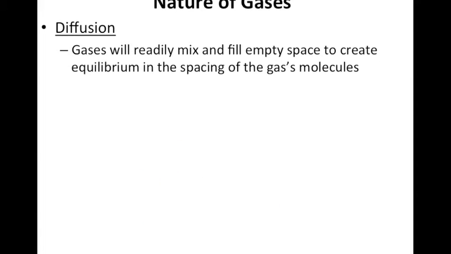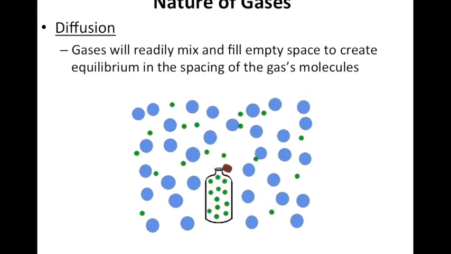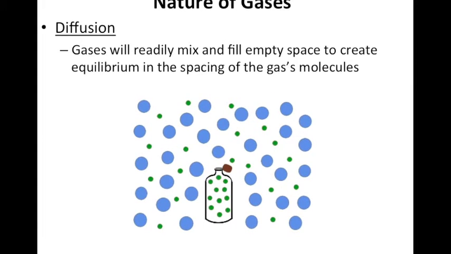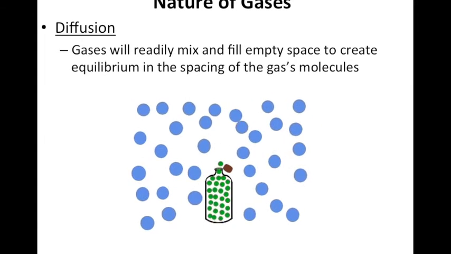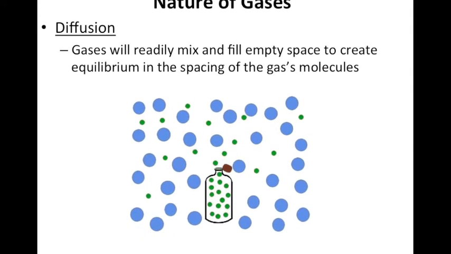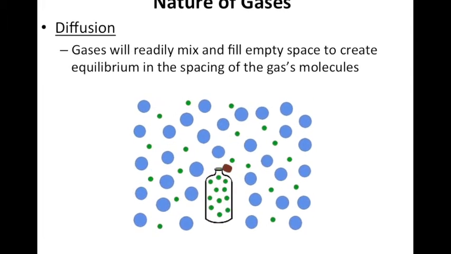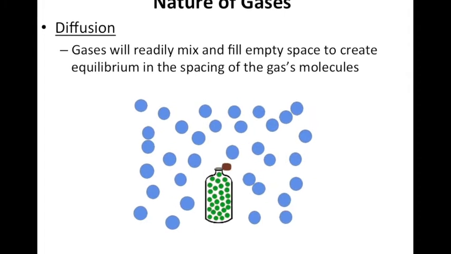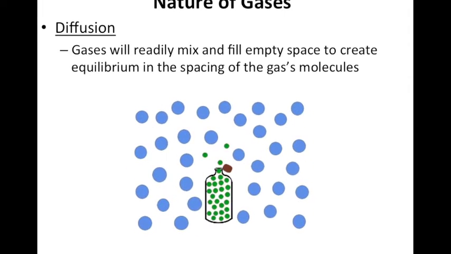The next property we're going to talk about is diffusion. Gases will readily mix and fill empty space to create equilibrium in the spacing of the gas's molecules. A great example is this diagram, or this GIF, right here. As gases escape, they will mix evenly to create equilibrium. And equilibrium means there will be an even number of one gas particle with another.